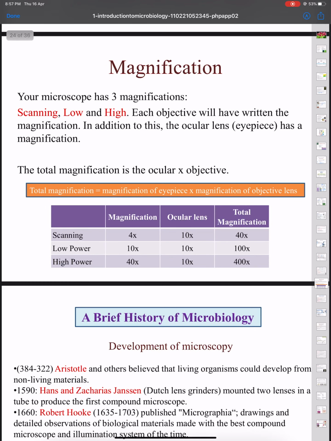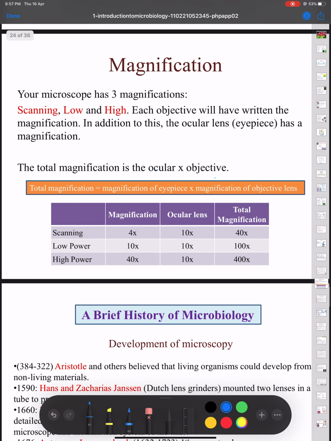Magnifications, as I told you: for total magnification, you have to calculate both the ocular and the objective, you have to add.